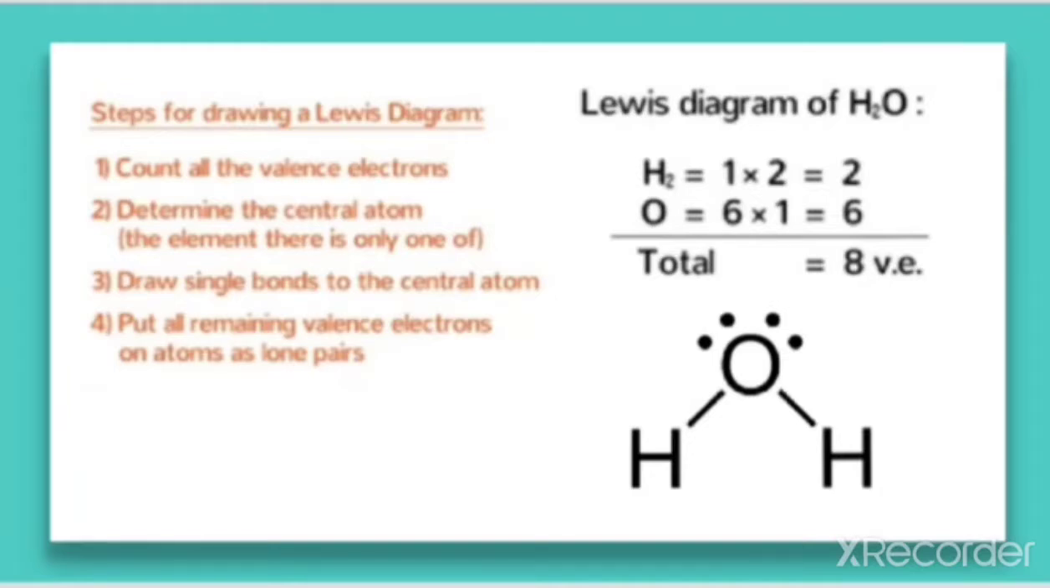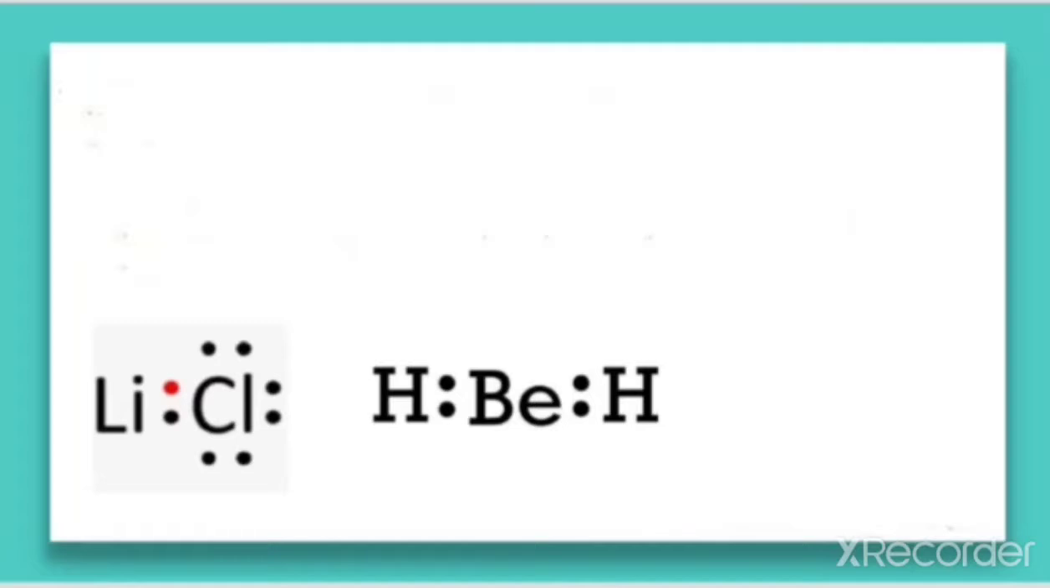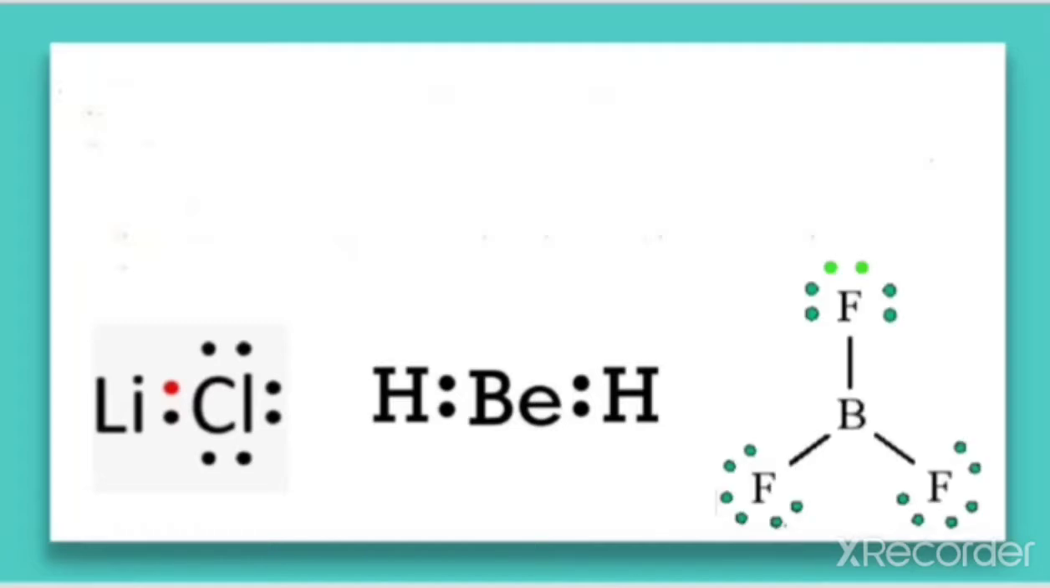But there are some compounds like lithium chloride, beryllium hydride, boron fluoride. When you check the Lewis structure for these compounds, you can find that in the central atom, the number of electrons surrounding it is less than 8. Let us find out for the case of lithium chloride. Here, the chloride is stable because a total of 8 electrons are surrounding chlorine. But here the lithium is getting only 2 electrons. So the octet is not complete here.